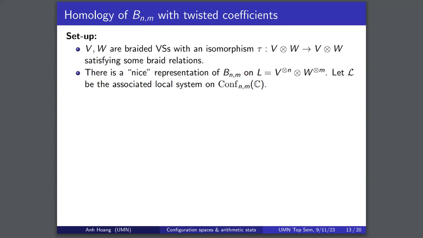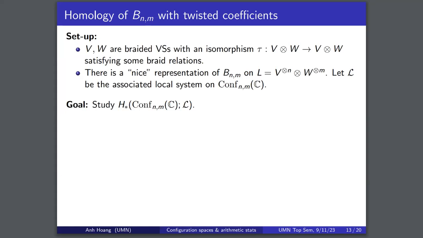So we're looking at two colors. We're looking at the mixed braid groups. There are two colors, and in particular, they should be decorated by two different kinds of braided vector spaces. So let V and W be two braided vector spaces with a mixed braiding from V tensor W to itself, satisfying some compatibility conditions. Basically you want them to give a nice representation of the mixed braid group on V tensor n times, W tensor n times. Okay, and let the script L again be the associated local system on the space.